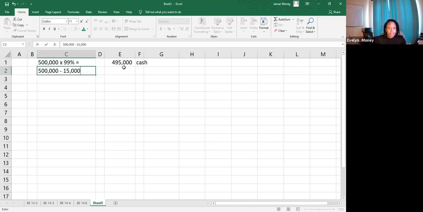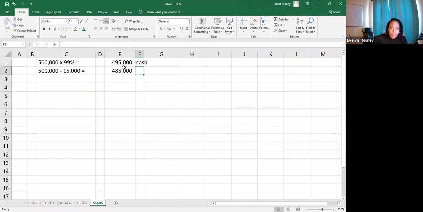Here, we're just trying to find the carrying value. So we're looking at it from a balance sheet perspective. We have a balance of $500,000 in bonds payable. We have a balance of $15,000 in discount on bonds payable. When we combine those two numbers together, it's going to give us our carrying value of $485,000.